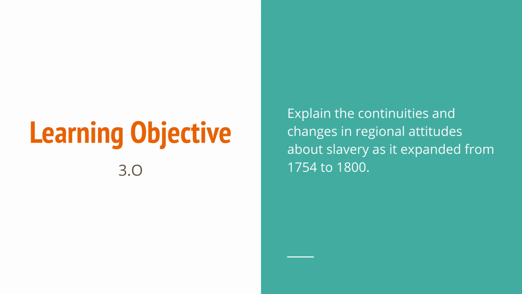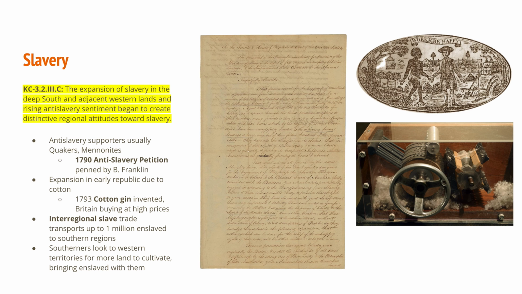All right, and then our last learning objective for today: explain the continuities and changes in regional attitudes about slavery as it expanded from 1754 to 1800. The key concept says the expansion of slavery in the Deep South and adjacent Western lands and rising anti-slavery sentiment began to create distinctive regional attitudes towards slavery. So let's begin with the anti-slavery sentiment.